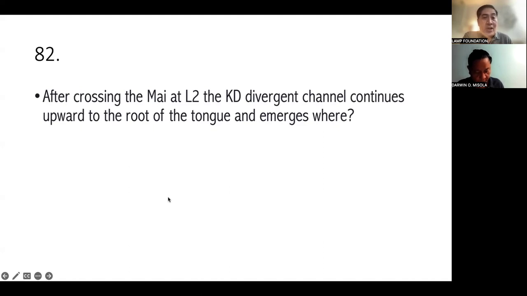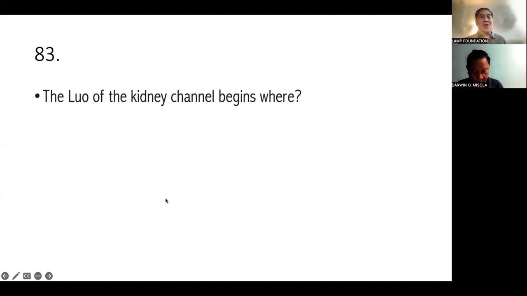The kidney divergent channel continues upward to the root of the tongue and emerges where? The nape of the neck. And then connects with what channel? The bladder primary channel. Now you see: when you are stressed, the kidney is affected, the bladder is affected, and the nape of the neck is affected. Overwork.